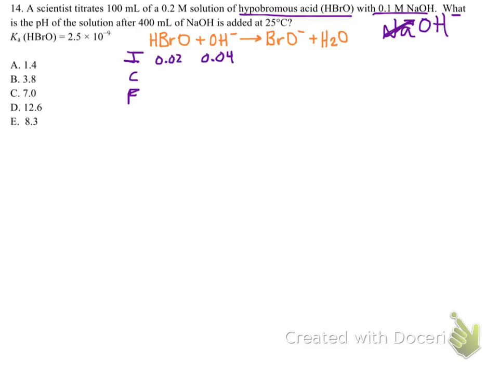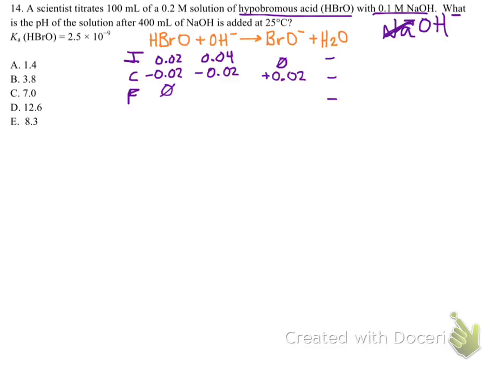Okay, now we can plug these values into our ICF table. So we plug in a number of moles. We don't have any of the BrO minus, and we don't care about the water here. It's not going to make a difference. And then we look for a limiting reagent. Now, interestingly, here the hydroxide, we actually have more of that than the HBrO. So the weak acid is actually the limiting reagent, which means we're going beyond the equivalence point. So minus 0.02, minus 0.02, and plus 0.02.